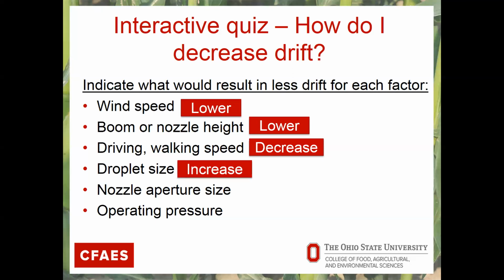For nozzle aperture size, the size of the opening, would you want to increase or decrease? You would want to increase. This would give you a greater droplet size. Operating pressure, you would want to decrease.